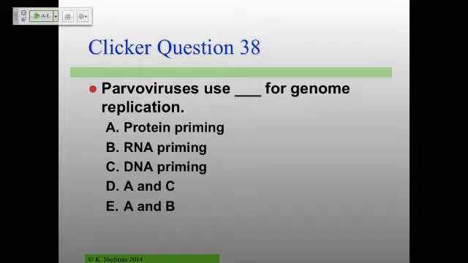Parvoviruses use blank for genome replication: protein priming, RNA priming, DNA priming, A and C, A and B.